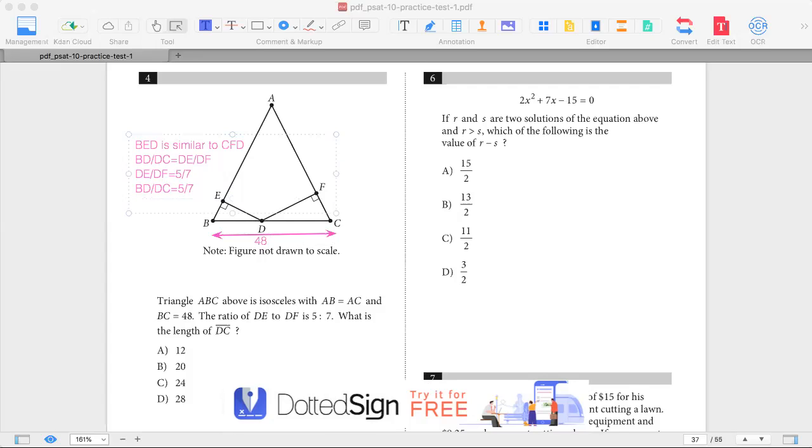So BD is equal to 5x. I will not say it is equal to 5. No, it is equal to 5x because I don't know its actual length. And DC is equal to 7x.